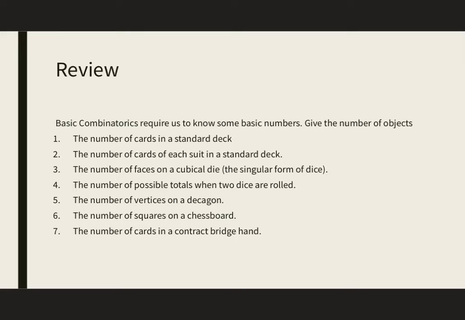The basic things that we mostly already know about: a deck of cards, a die, which, if you have 2, is dice, and thinking about a chessboard. The only thing that I don't expect you to know off the top of your head is a contract bridge hand. I've never played bridge. Don't expect you to know how many cards are in there, but you could take a guess.